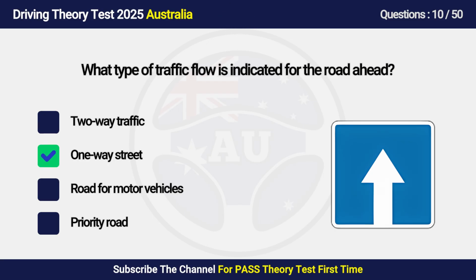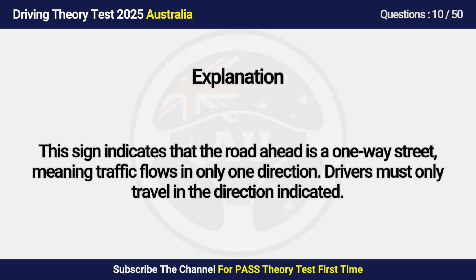Answer is B. One-way street. This sign indicates that the road ahead is a one-way street, meaning traffic flows in only one direction. Drivers must only travel in that direction.